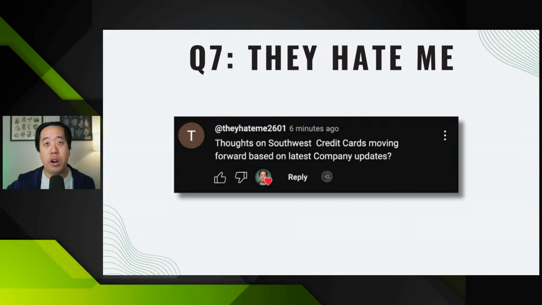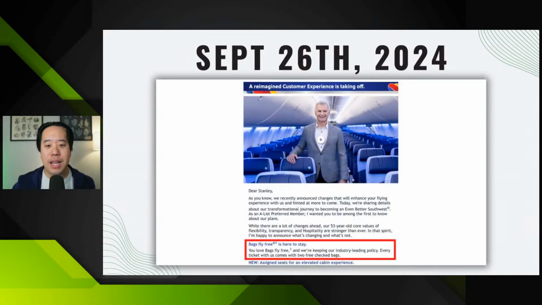But the credit cards are good for those free check bags, and that's what they're mainly used for, kind of like the other airline credit cards too. But like I said, there was an announcement back in September 2024, and I got this email, and I'm sure a lot of you did too. I apologize that it's a little bit smaller text. So basically, it's Bob Jordan here with this video, and he says, bags fly free is here to stay.